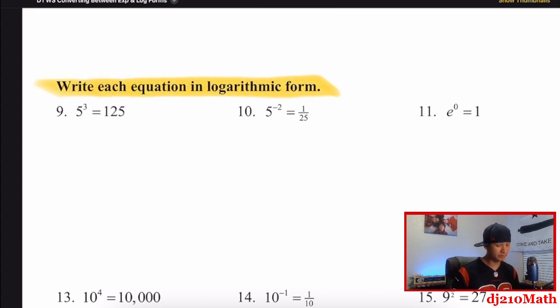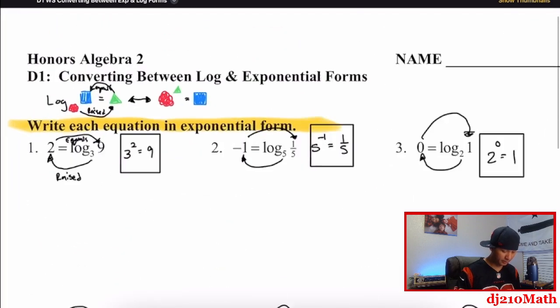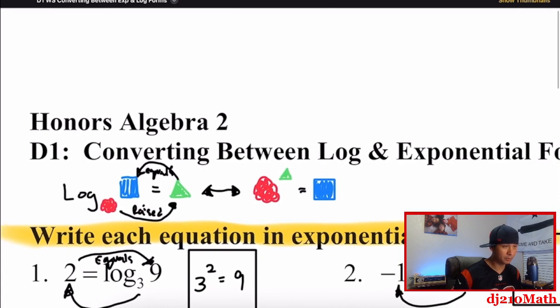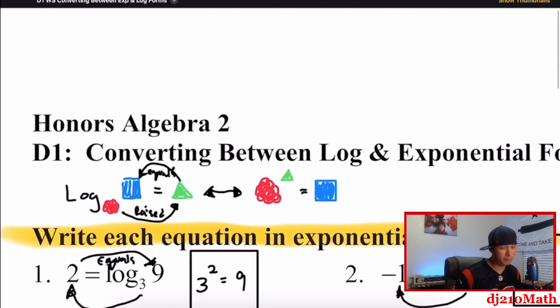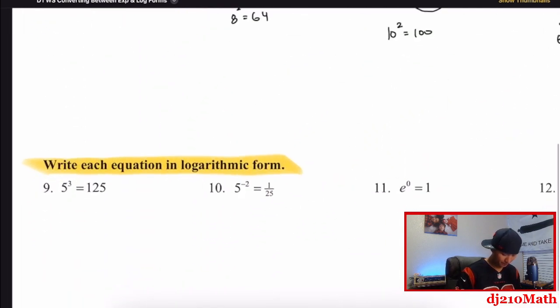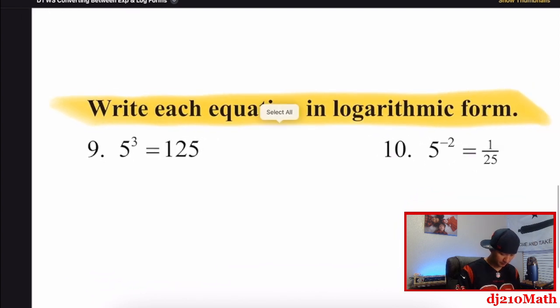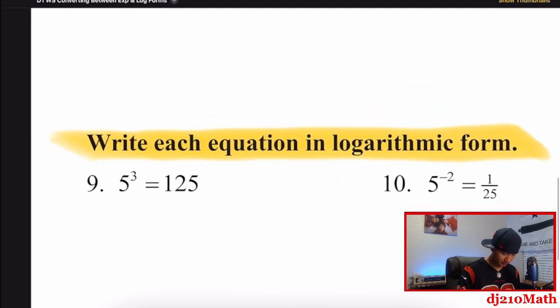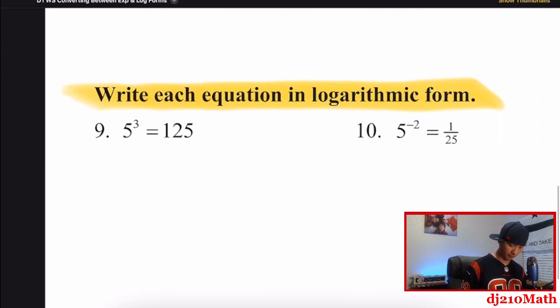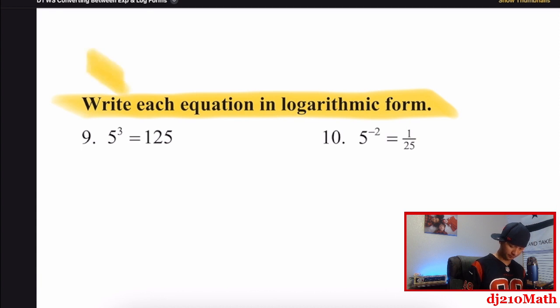Write each equation in logarithmic form. Again, we fall back on this rule here. So the base, that's the little b, the exponent will be the part that is equal to, and the square is the argument. So here, look, I'll put one here.